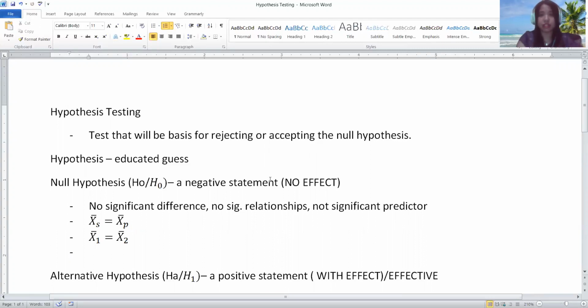Or we can also write this in symbols. So we can use the symbol for mean. This means that the mean of the sample is equal to the mean of the population, or you can use the symbol for the population mean, which is the sigma. And then you can also say that the mean of group 1 is equal to the mean of group 2. So they are equal, of course, because there's no significant difference, or there's no significant relationship, or it is not a significant predictor, and all other inferential statistics or statistical problems.